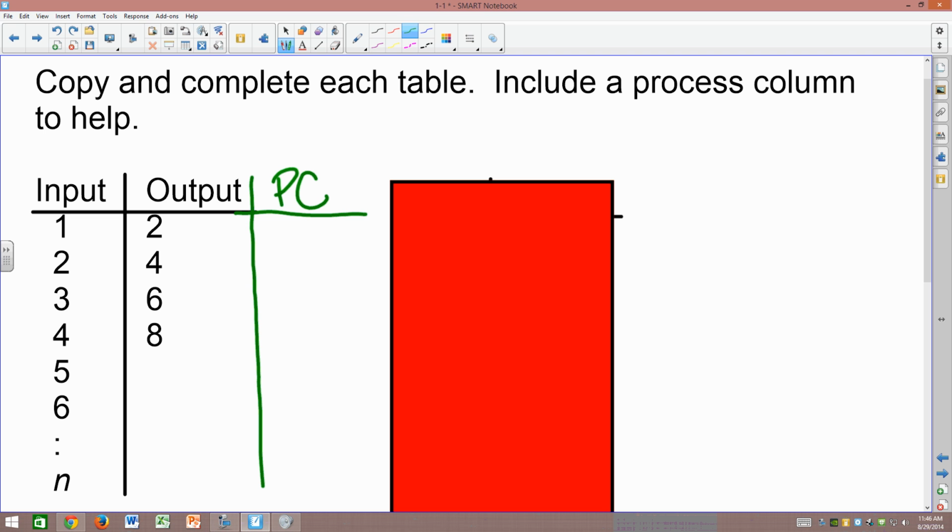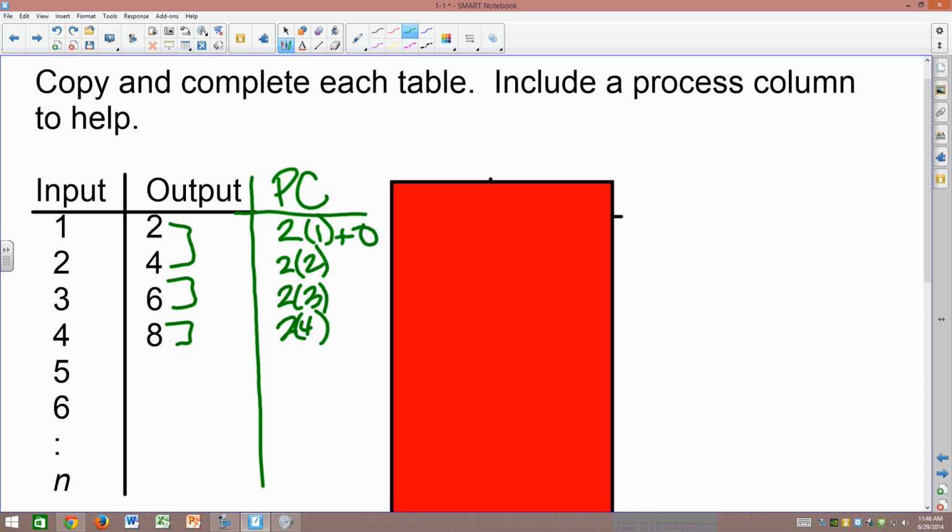Okay, so input is 1, output is 2, 2, then 4, 3 and 6, 4 and 8. What's happening every time? Every time we are going up by 2. So that's going to be 2 times the input number. What is 2 times 1? 2. So we don't have to add anything. What about 2 times input number 2? Is that 4? Yep. Okay, 2 times 3, 2 times 4.